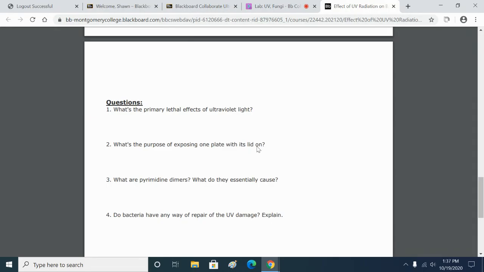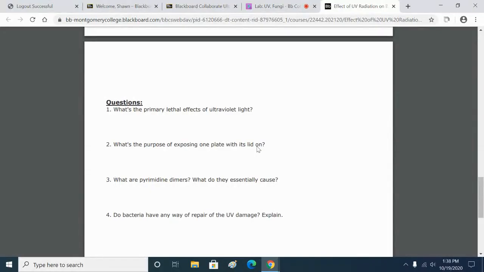What was the purpose of exposing plate C, which had the lid on? Why did we leave the lid on? To protect. For protection.